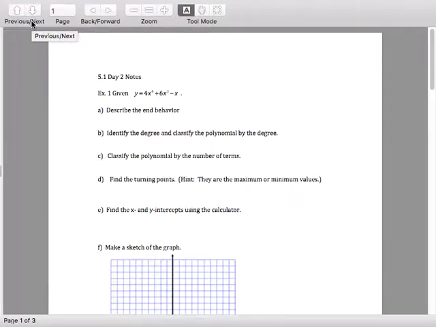Okay, so if you look at example 1, we're going to start with what we did yesterday. Example 1 says y equals 4x to the 4th plus 6x cubed minus x. Without the graphing calculator, I should be able to tell x to the 4th and it's positive. So my end behavior is up, up.